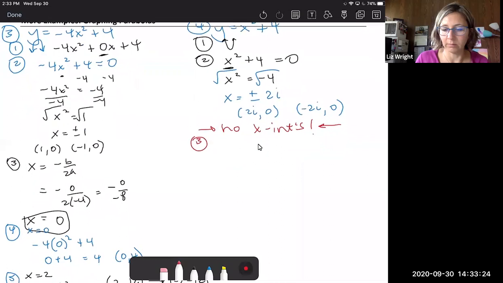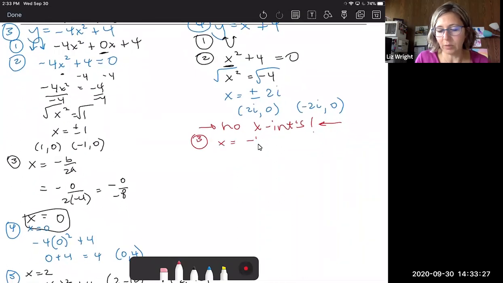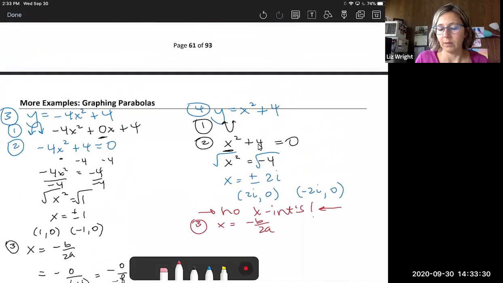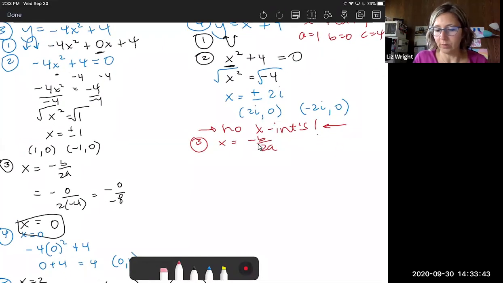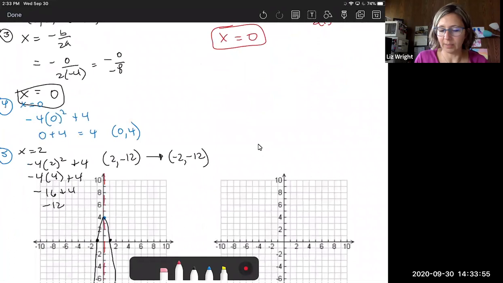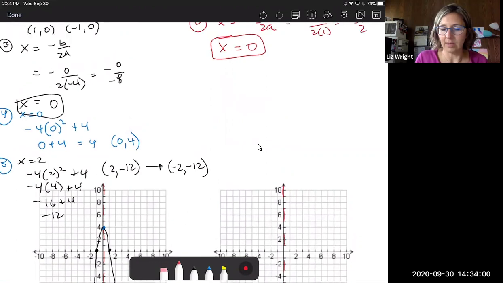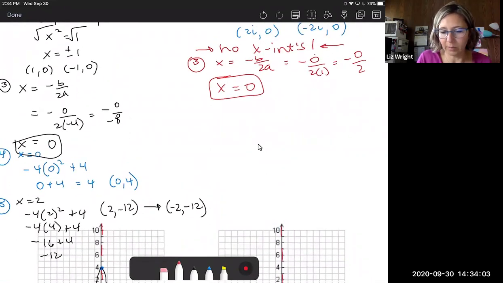So now we're going to find our axis of symmetry using this formula. We do not have a b, so it's going to be x squared plus 0x plus 4. So our a equals 1, b equals 0, c equals 4. So we are going to do negative 0 over 2 times 1, which is going to be negative 0 over 2, which is x equals 0. So our axis of symmetry is going to be at x equals 0. So go plot that in. And then we're going to find the rest of our vertex and some other points.